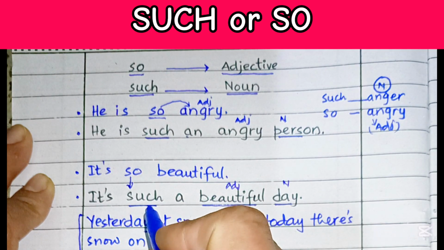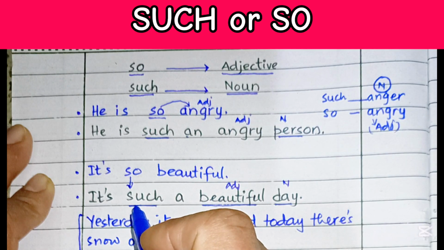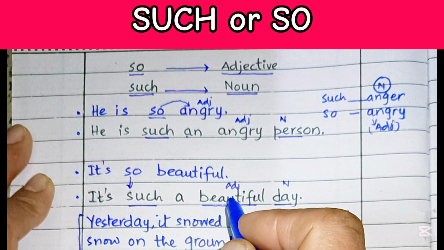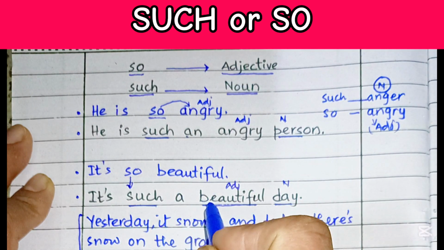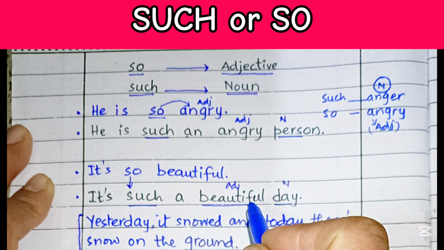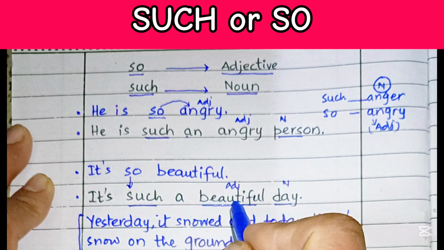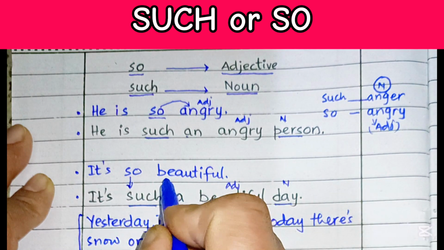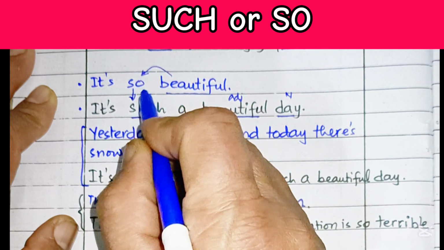So we could say it's such a beautiful day. It's such a beautiful day. So such is used before an adjective if that adjective is followed by a noun, like this one. It's such a beautiful day. Otherwise, so is to be put before an adjective, like this one.